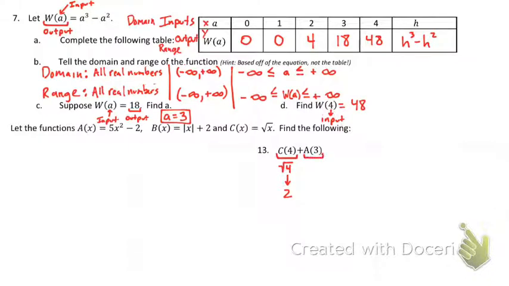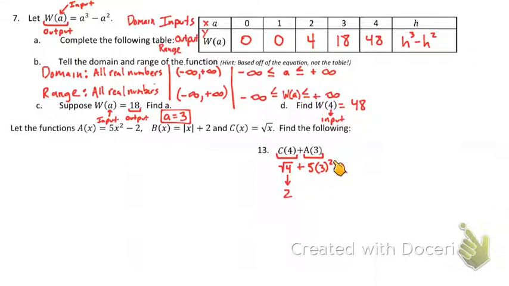Now it says, all right, you figured out the output for C. Now I want you to figure out the output for A. So we look at equation A, and the input we're putting in is the number 3. So we're going to plug the number 3 into equation A. So it's going to be 5 parentheses 3 squared minus 2. Okay? Once we get this output, we're going to add the two outputs together. So let's clean this up.